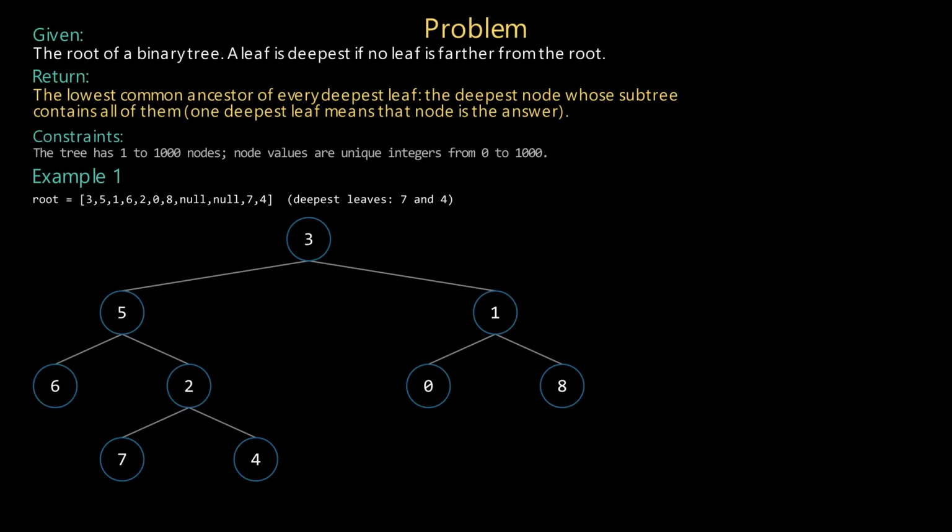Problem 1123, you are given a binary tree. Find the lowest common ancestor of all leaves that sit at maximum depth. If every deepest leaf lies under the same fork, that fork is the answer. Here the deepest leaves are 7 and 4, both 3 edges below the root. Their lowest common ancestor is 2, the shallowest node whose subtree still contains both branches.